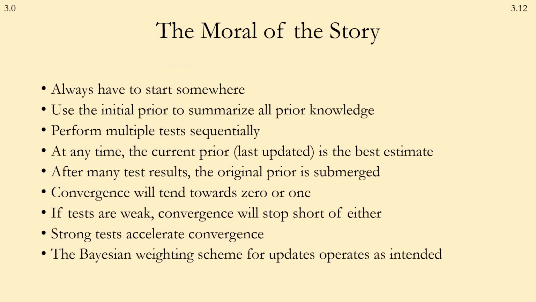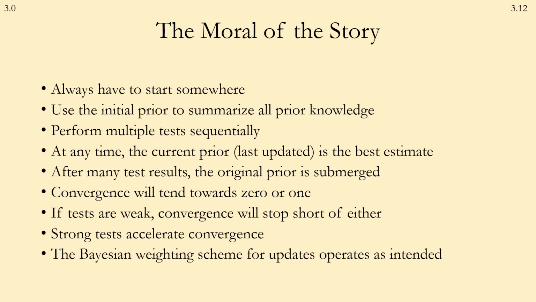So the moral of the story is we always have to start somewhere. We use this initial prior to summarize all of our knowledge or all of our information, and then we perform a series of tests. And at any time, the current prior, which is the last updated prior, is our best estimate. So we always have an answer at any time in hand. After we do a lot of tests, we're going to discover that the initial prior doesn't matter. It gets submerged. And we'll get convergence either towards 0 or 1.